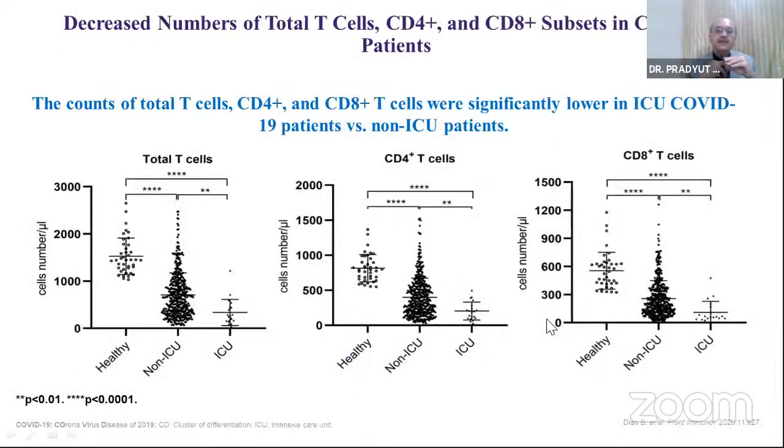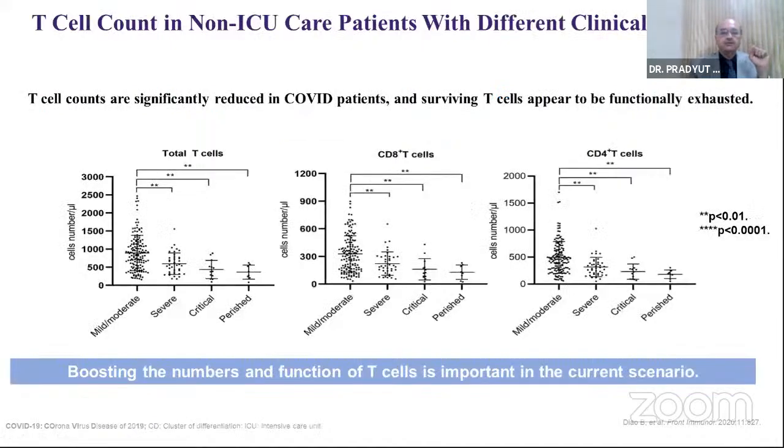This is a study done in COVID patients. What happens in COVID patients? We have seen that this is the healthy, non-ICU and ICU COVID patients. It was found that the counts of the T cells, total T cells, CD4 and CD8, all were found to be significantly lower in the ICU patients when compared to the non-ICU patients. Again, suggesting that the lower the lymphocyte count, the more are the complications of these COVID patients, so their reason for getting into the ICUs.